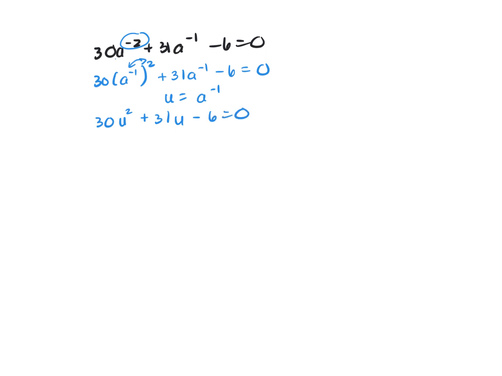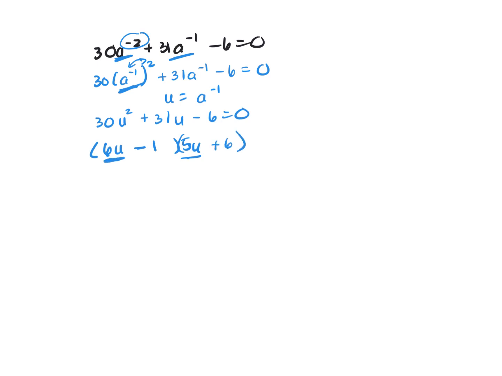I rewrote this first term, a to the negative 2, as a to the negative 1 squared. Usually I try to rewrite that first term in terms of whatever the variable part was in the second term. Now let's see if we can factor this. That would be 6u and a 5u, because 6u times 5u is 30u squared. And now I need to get negative 6. So let's try negative 1 and positive 6.